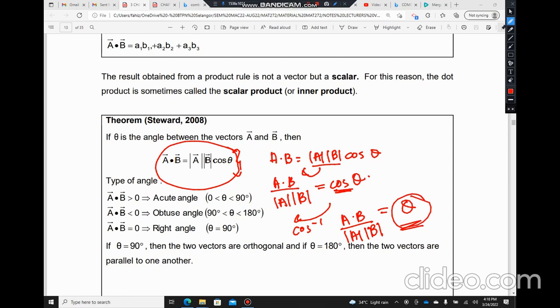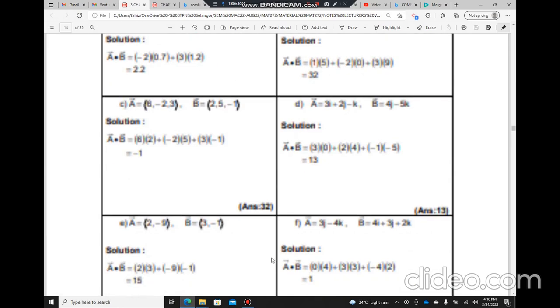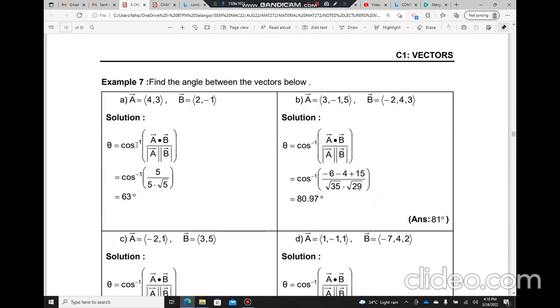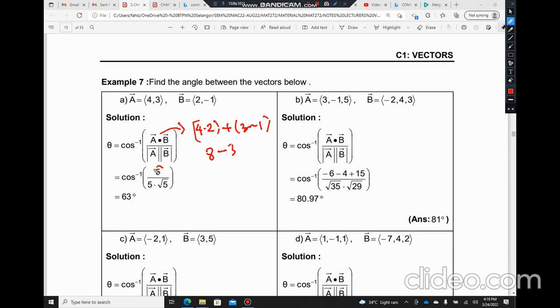Okay, dekat sini example 7 ni you all boleh gunalah cos negative 1 A dot B over magnitude A dengan magnitude B. So A dot B kira dulu, 4 darab 2 tambah 3 darab negatif 1. So 4 darab 2 8, 3 darab negatif 1 negatif 3. So that's why we get 5.